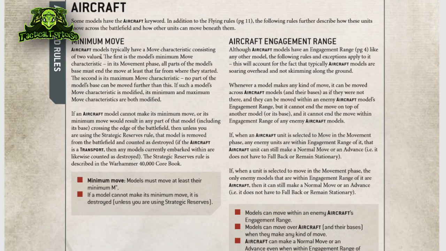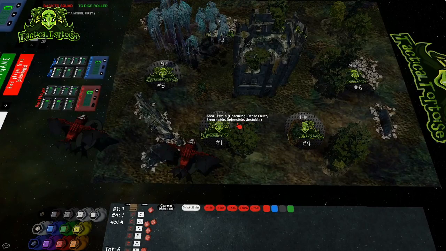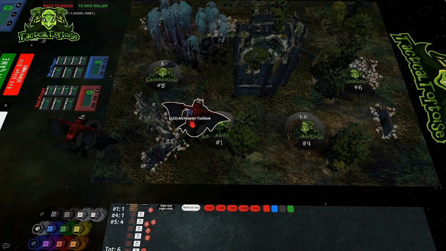The first is that your minimum move measures from the point at which you started. It doesn't measure the actual distance that you moved. So if you have something like an Archaeopter that can pivot multiple times during its movement phase. To illustrate this clarification with minimum movement, let's take something like an Archaeopter Fuselage here. A plane that can pivot 90 degrees during its movement, but that still has a minimum movement of 20 inches.